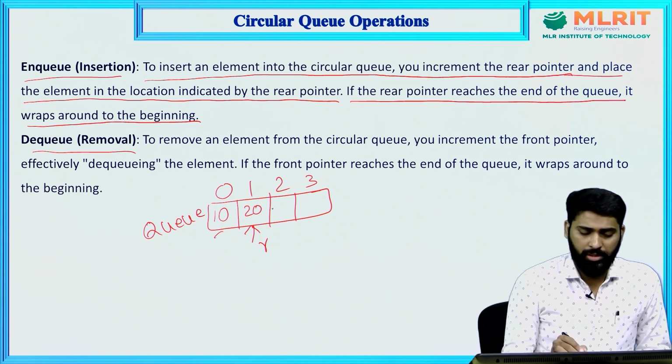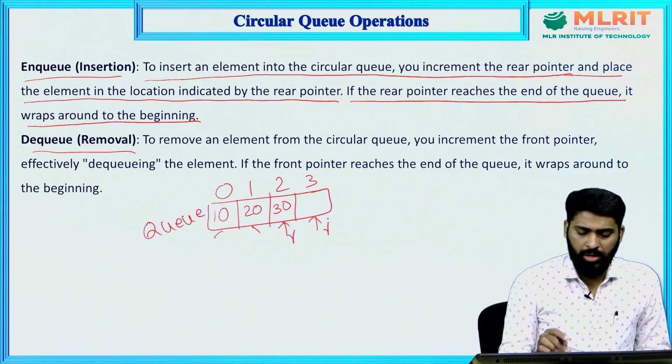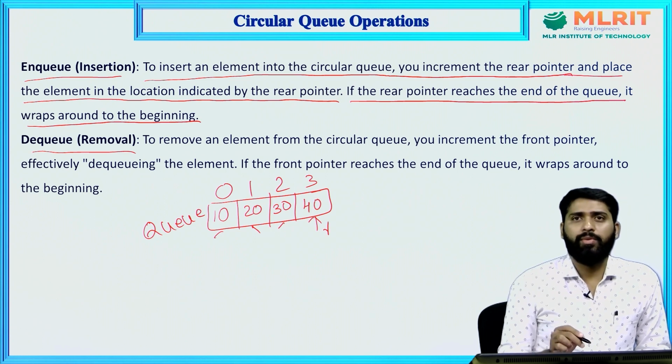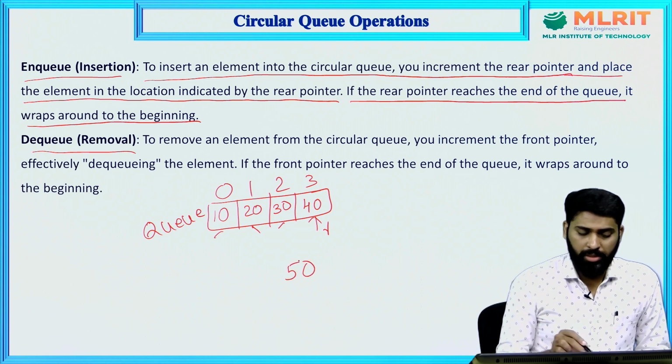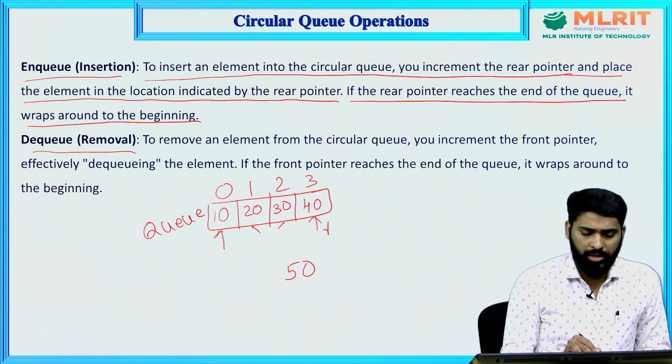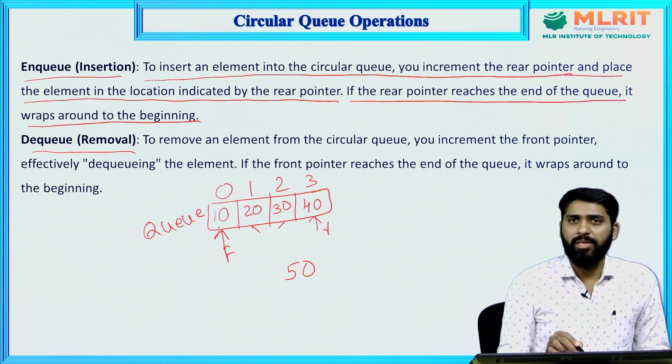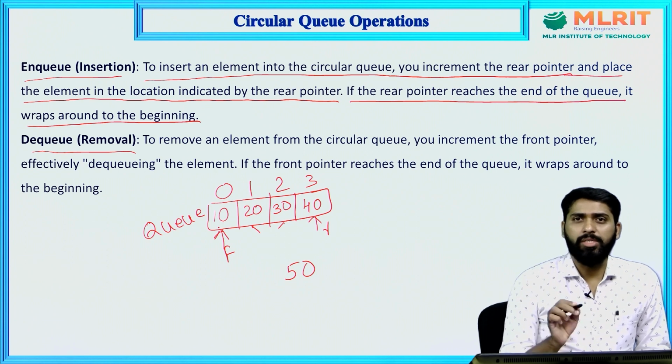Now I want to insert 30. Now this is the rear. Next I want to insert 40. So now this is the rear and I insert 40. Now if I want to insert one more element, 50, but the first element is not deleted. This is the front, not deleted. So in this case we print that the queue is full.